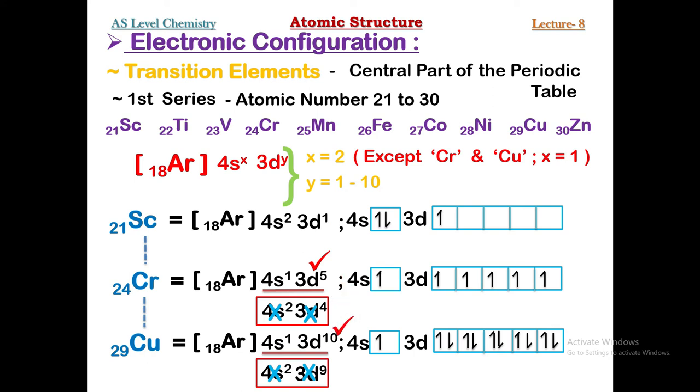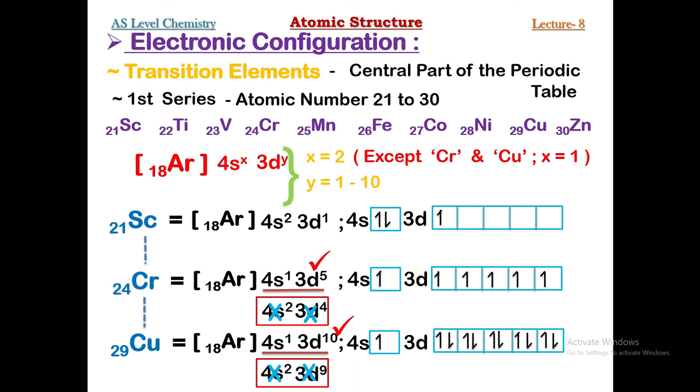So the simple reason that has come in front of you: whenever it is asked why chromium and copper can have one electron in 4s, simply you can write down that just to get stability one electron from 4s is migrated into 3d, that's it.